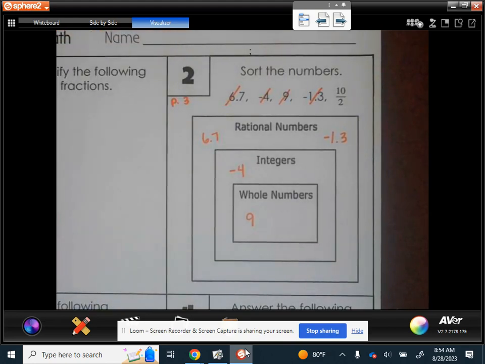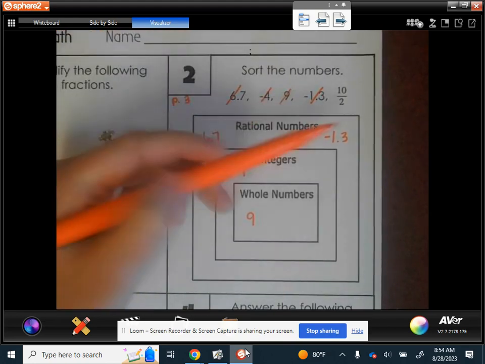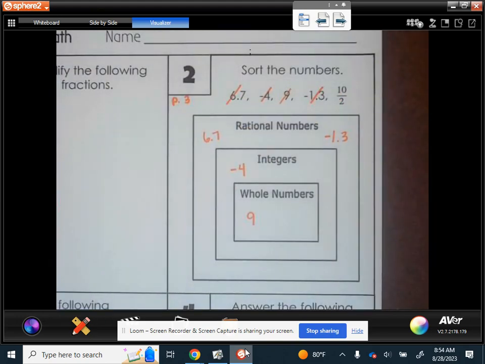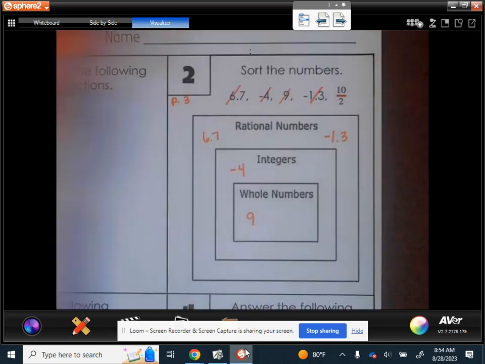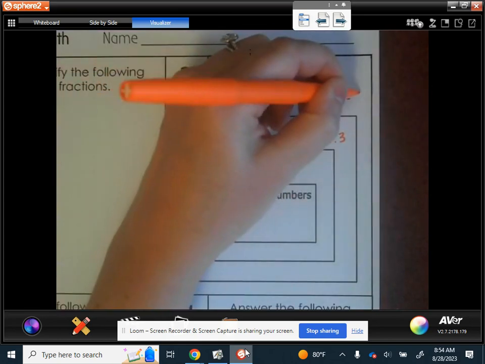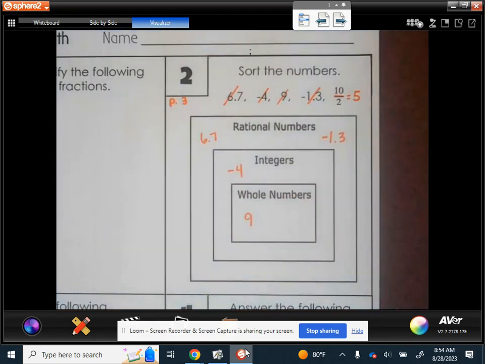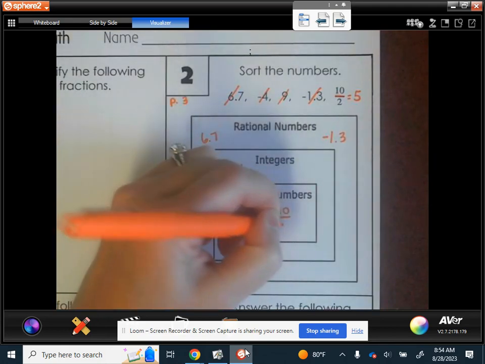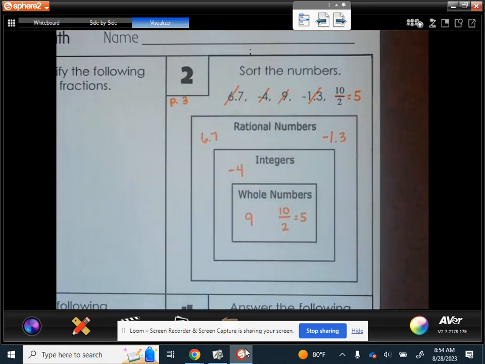Now, fractions also go in the rational number section, but this one is a special type of fraction. So remember that if you see an improper fraction, you need to divide it out. This means 10 divided by 2. And 2 goes into 10 5 times with nothing left over. So because 5 is a whole number, 10 over 2 technically goes in the whole number section. So if it was just a regular fraction, like 1/4 or 3/5, something like that, or even if it was a negative fraction, it would definitely go in rational number.